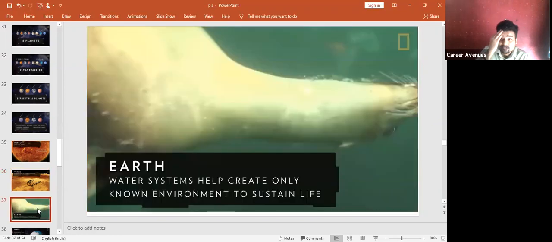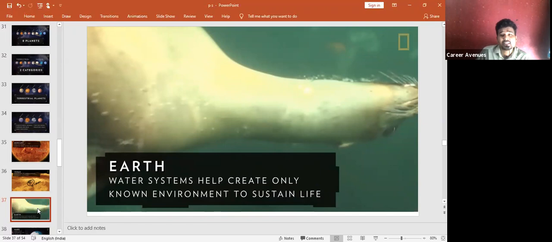Now Earth. Earth is at a perfect distance from the sun, neither too far nor too close. So it is at a perfect distance from the sun, and this distance is called the habitable zone, or Goldilocks zone, where water exists in a liquid state.